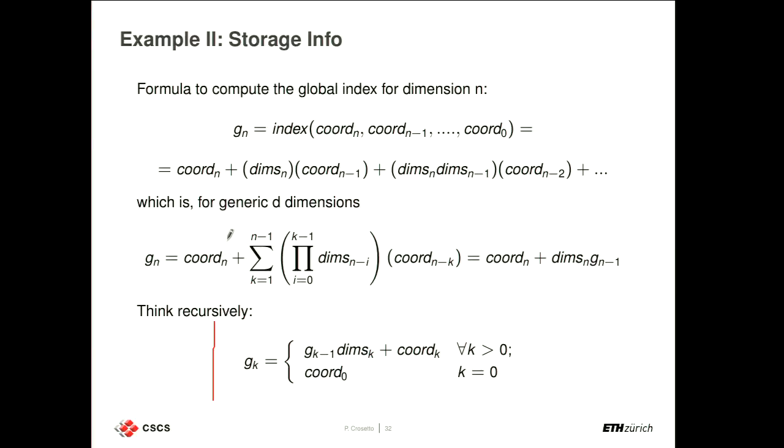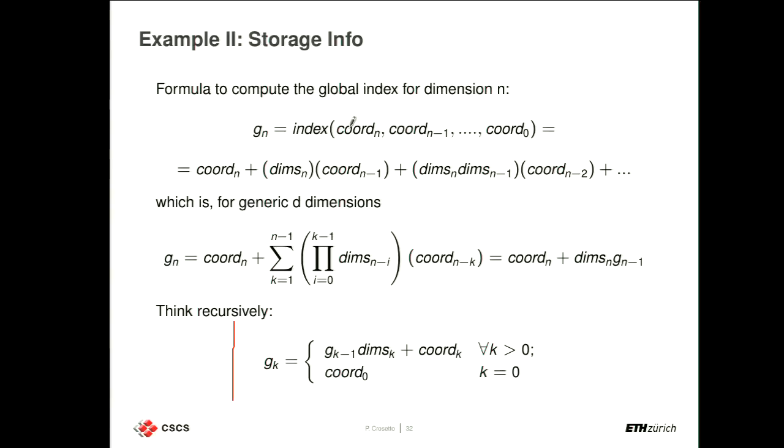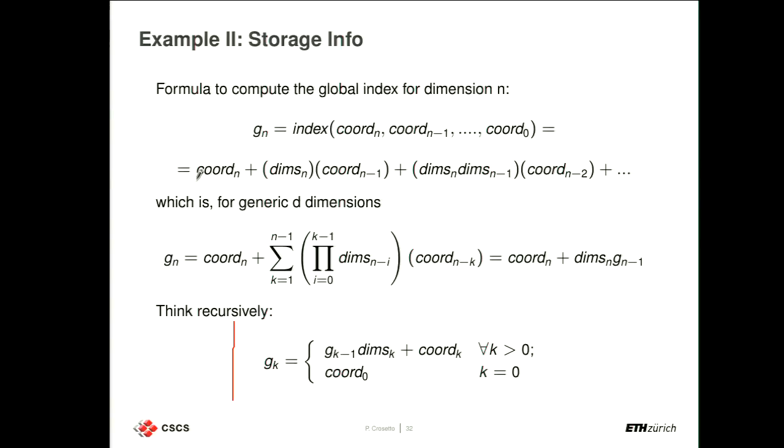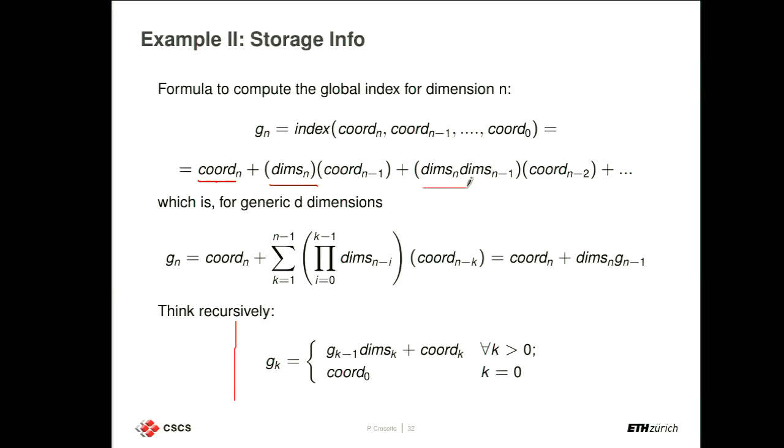So this is the formula to compute the indices. We have the coordinates as a pack of integers, and then we will return the coordinate n, which has stride 1, plus this is the stride for the first coordinate, this is the stride for the second coordinate, and so on. So everyone should be familiar with that.